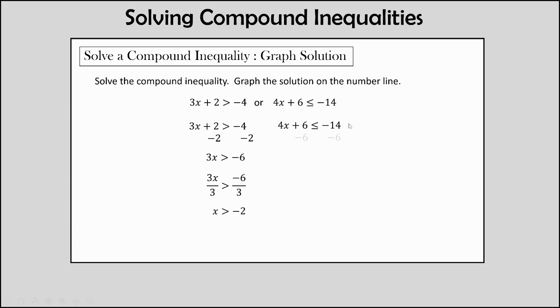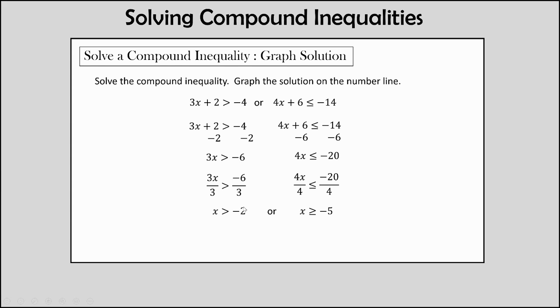Okay, over here, subtract a 6. -14 minus 6 is -20. Divide by a 4. X is greater than or equal to 5. And again, the word joining it is or. That's the key. So now my final graphed answers are answers that make either one true.